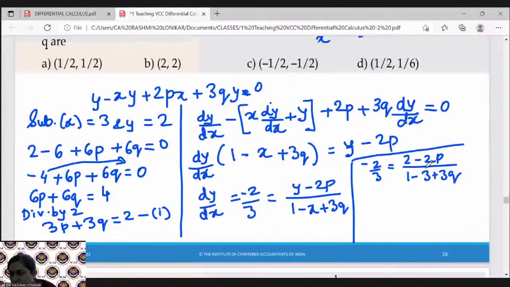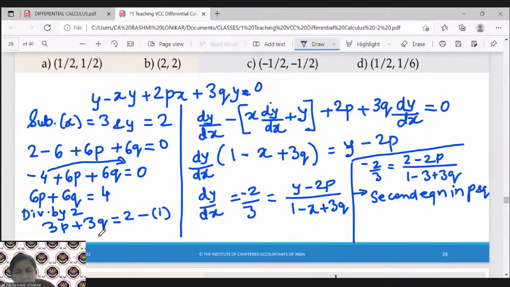And I have to cross multiply and form the second equation. So I will find the second equation in P and Q. So once I get the second equation, I have the first equation and I can solve it and find the values of P and Q. This is one method of doing it.